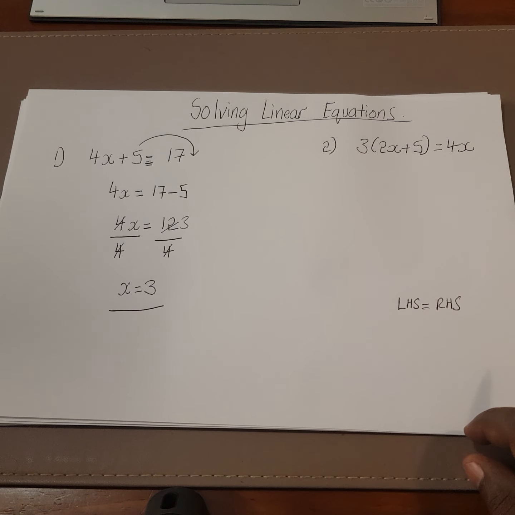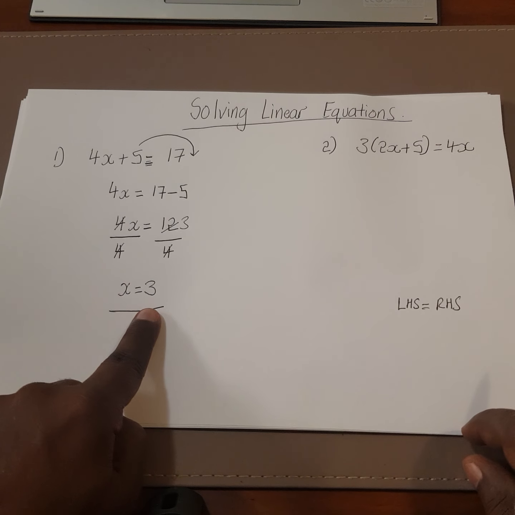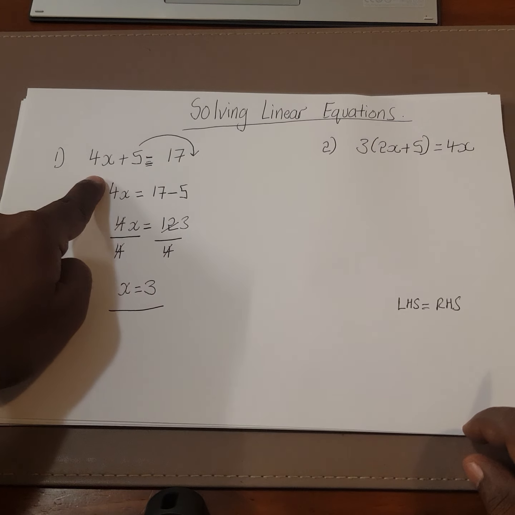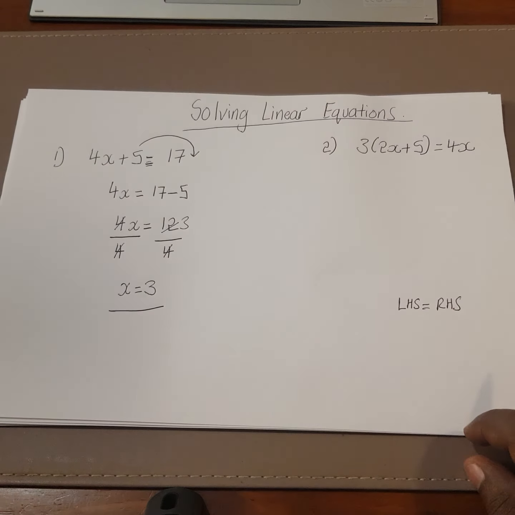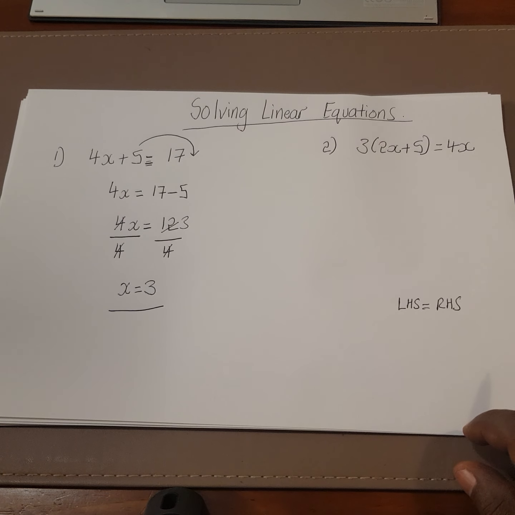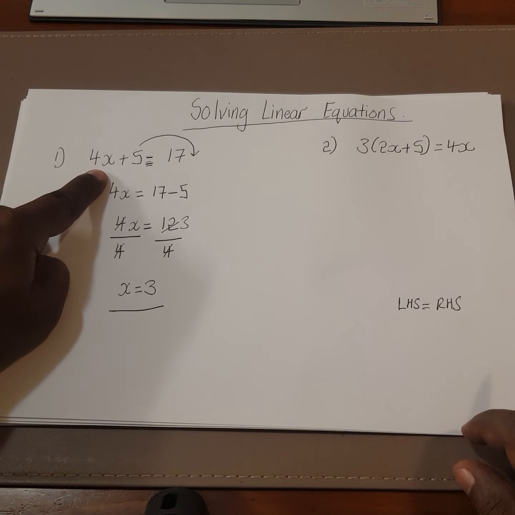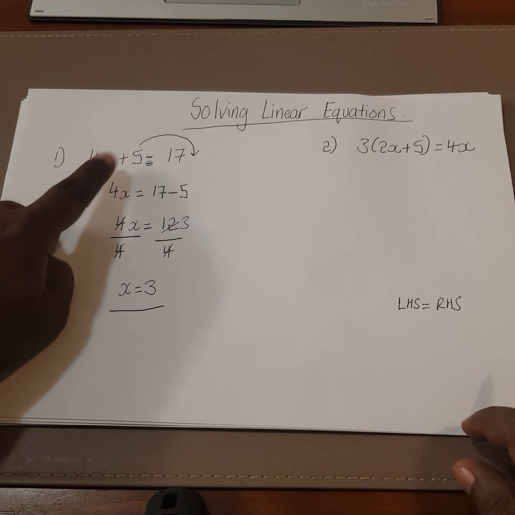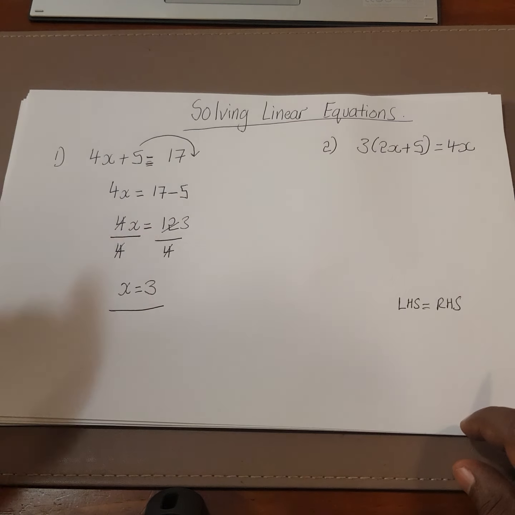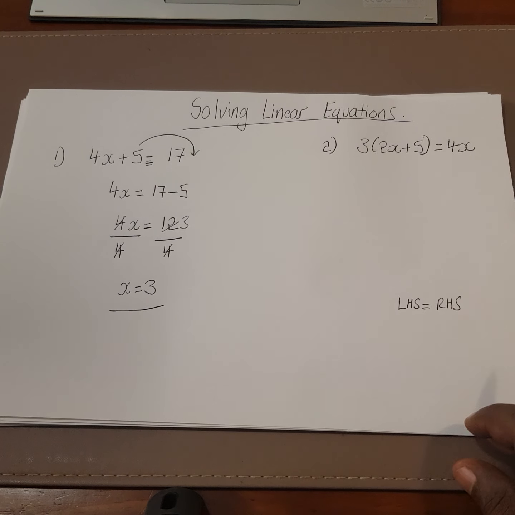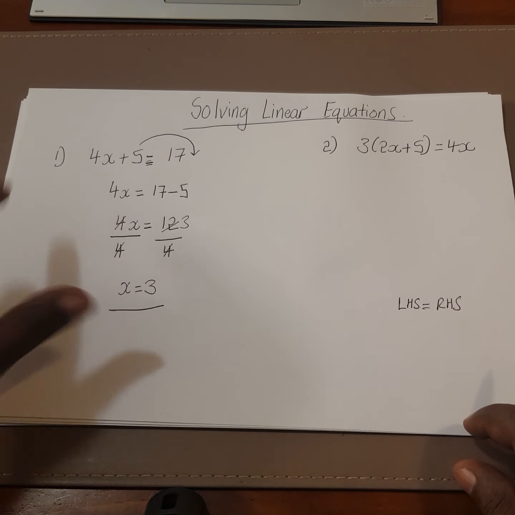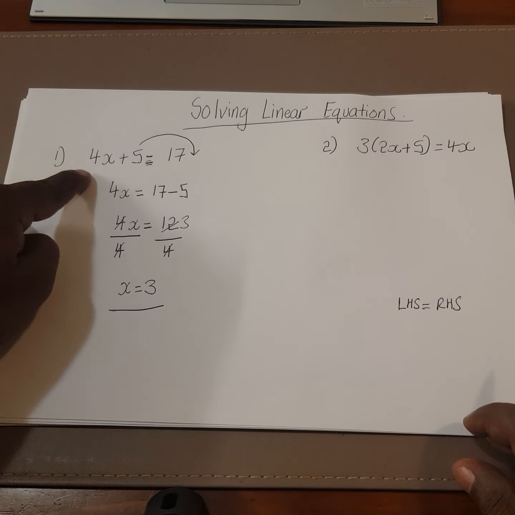What I would do is I would throw it back at them and say, why don't you try it? Why don't you see if you put the value of x as 3 in the original equation, do you get 17? All right, so what you do is a self-check. What's 4 times 3? 12. What's 12 plus 5? 17. So therefore x is equal to 3. All right, so that's how we solve linear equations of this sort.